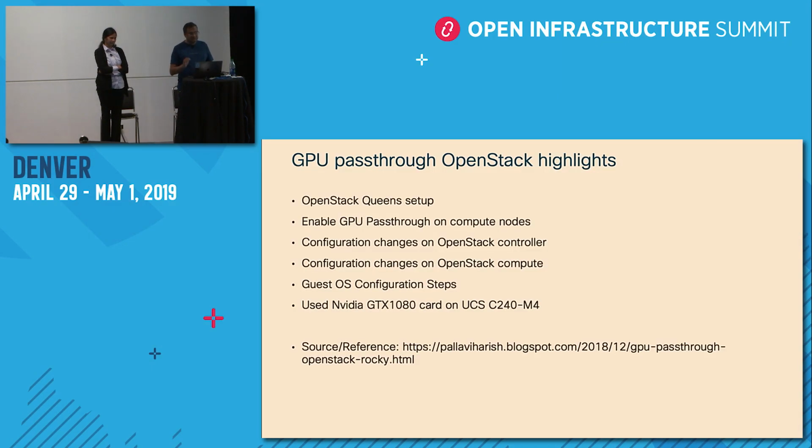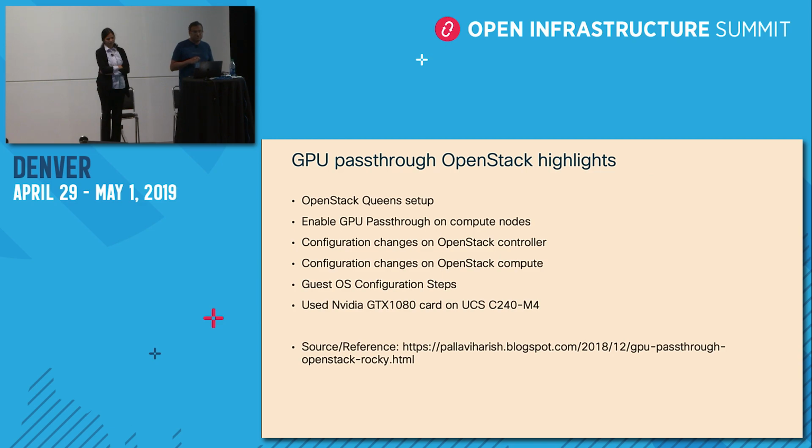Coming back to the critical pieces, the first step of getting all of this working is how do you get GPU pass-through working on OpenStack? That's the key thing, right? So we used an NVIDIA GTX 1080 card. You could use any NVIDIA card. The instructions are not going to be vastly different, but the instructions here are for the NVIDIA card.